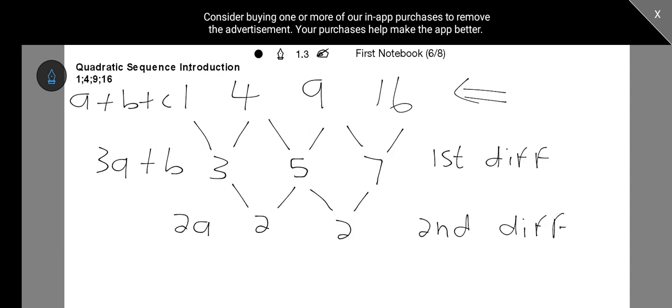We have done this even in the simultaneous method. The only difference is that in this case we're not going to solve using simultaneous. We're going to say that a plus b plus c is equal to the first term of the given sequence, 3a plus b is equal to the first term of the first differences, and 2a is equal to the second differences. Awesome. Let's continue.